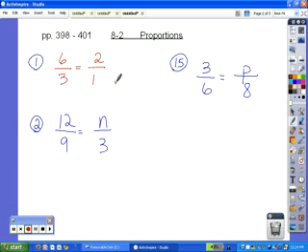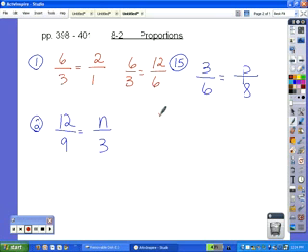You could have used multiplication. You could have multiplied 6 and 3 both by the same number. For example, if you wanted to multiply them both by 2 and get the proportion 6 to 3 equals 12 to 6, that would be acceptable as well.